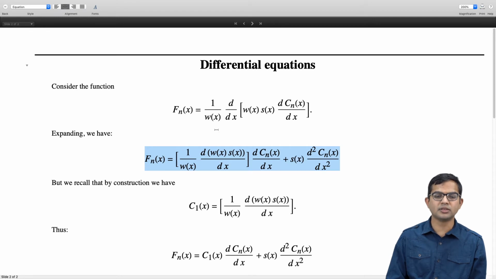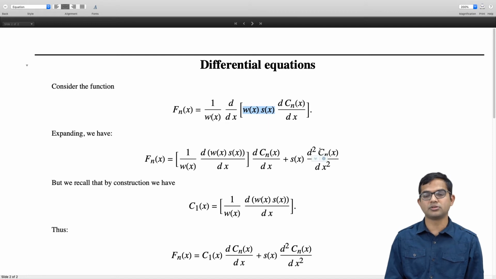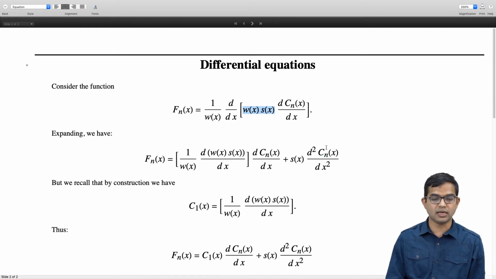If you expand this, think of w times s as just one function, and then there's another function, so you're taking the derivative of a product of two functions, and so you have 1 over w of x times the derivative of this product, and then you leave the other stuff as it is. You just leave d by dx of c_n of x as it is, and then the second term comes about when you treat this w of x times s of x as a constant. You pull it out, and so the w will cancel, and then you're just left with s, and when you take the derivative it becomes the second derivative with respect to x of the function c_n of x.